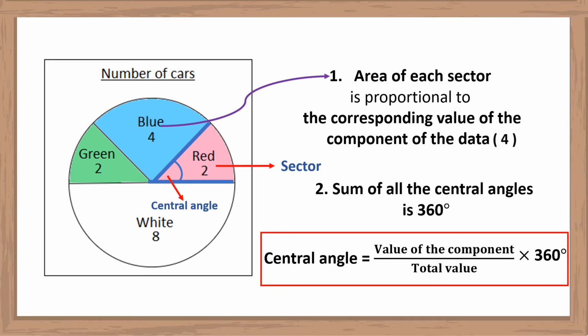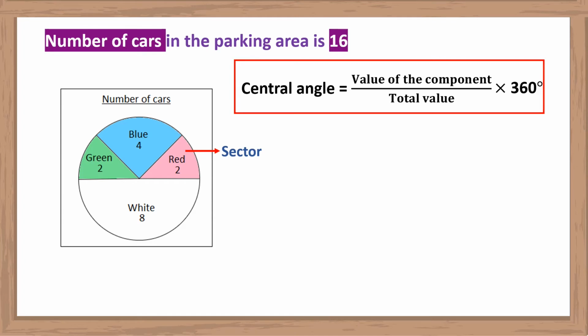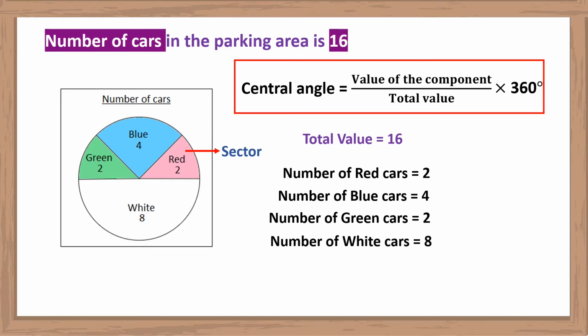Let's come back to the example. There are 16 cars in a parking area. That means the total value is 16. The number of red color cars is 2. The number of blue color cars is 4. The number of green color cars is 2. The number of white color cars is 8.